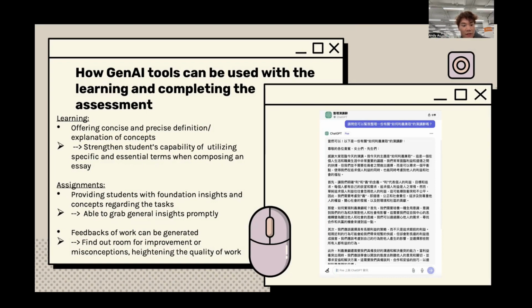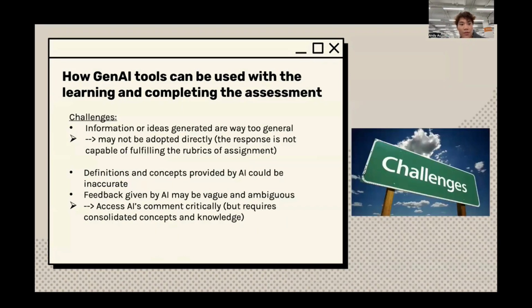And also, the AI gives feedback on work. For example, it helps students to find out room for improvements or misconceptions, and it helps heighten the quality of work. On the right diagram, it shows an example of AI helping us generate a speech.